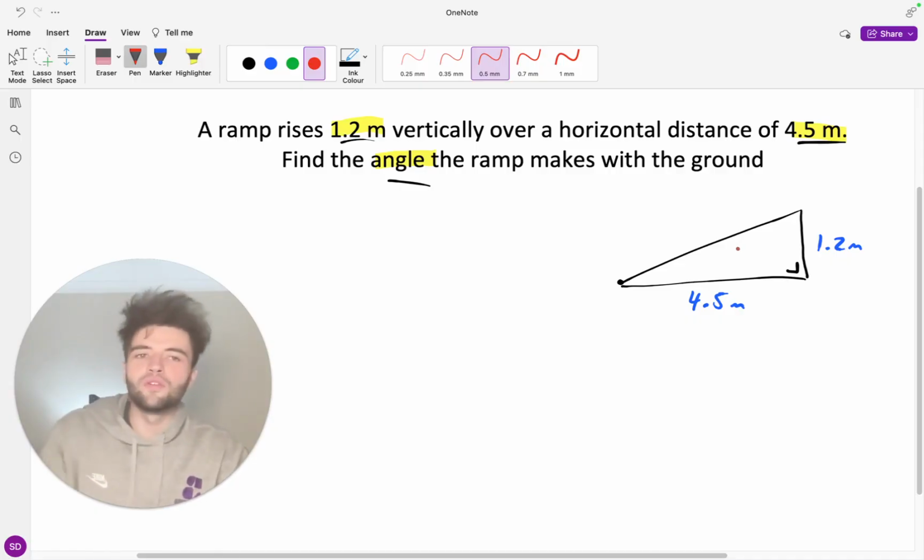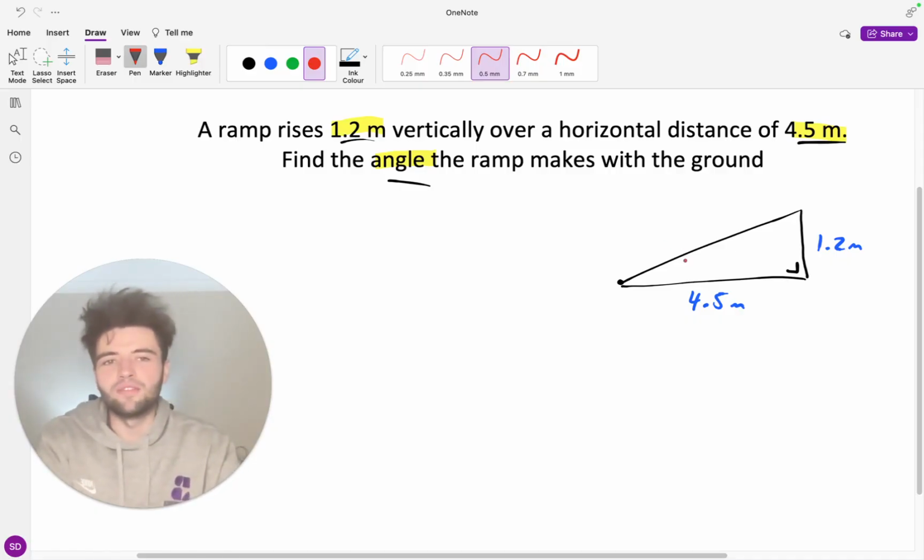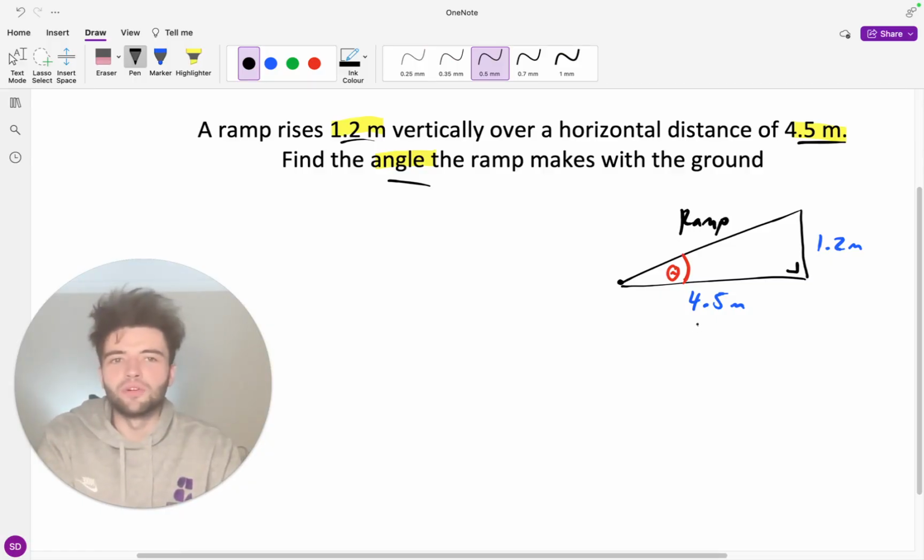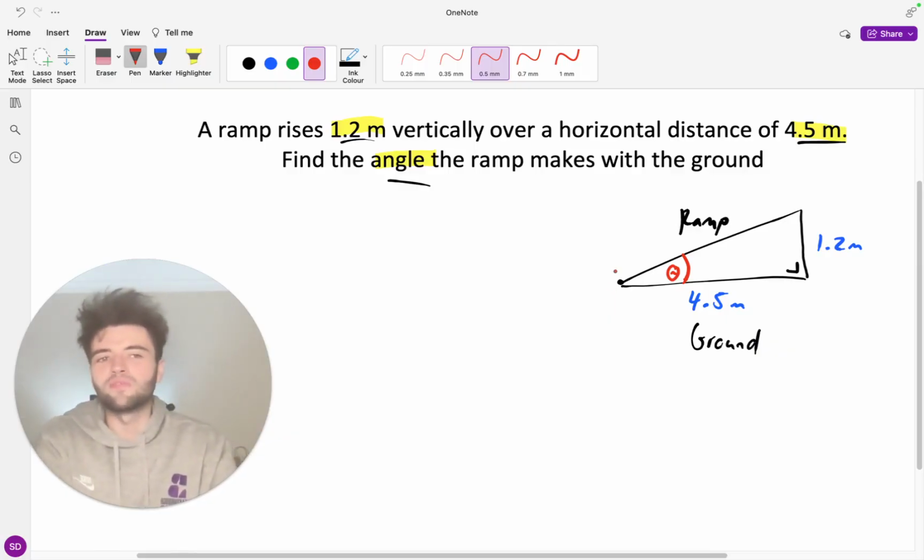And what we're looking for, crucially, is the angle it makes with the ground. So that's very important. So we're looking for the angle the ramp makes with the ground, which is this angle, because our ramp is actually the hypotenuse. So our ramp, we're just going to write ramp up here on the hypotenuse side. And then this 4.5 meters, we're told is the horizontal distance, so that's going to be the ground. And so that basically sets up our actual triangle. That's all the information we're given in the question.